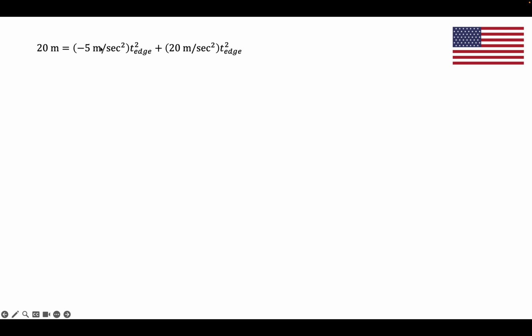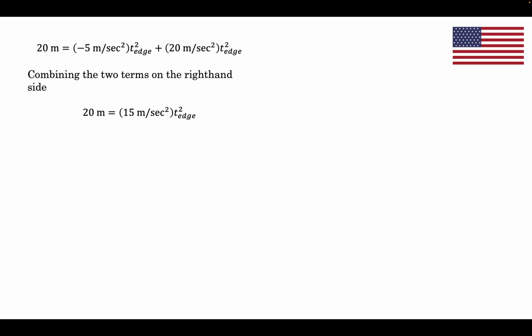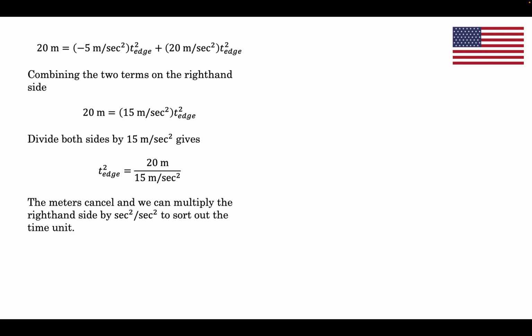Now we have minus 5 meters per second squared, T edge squared, plus 20 meters per second squared, T edge squared. We can combine those two, plus 15 meters per second squared, T edge squared. It's important to keep the units. Dividing both sides by 15 meters per second squared to isolate T edge gives that. The meters cancel, and we have to sort out this 1/seconds in the denominator.